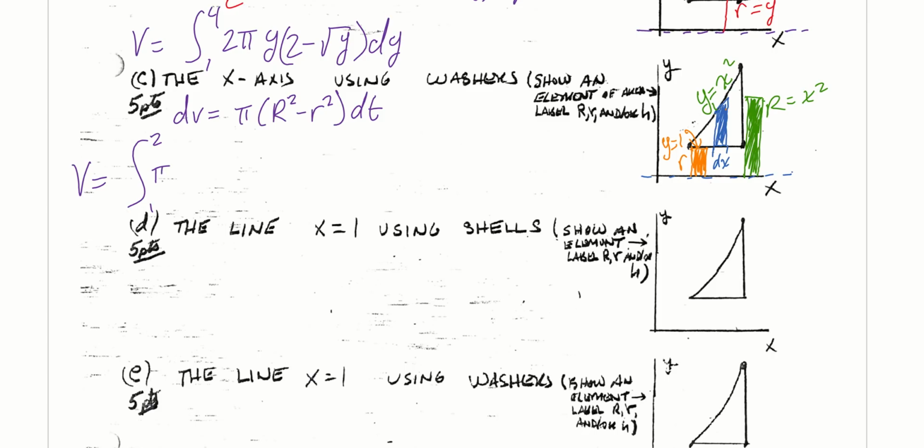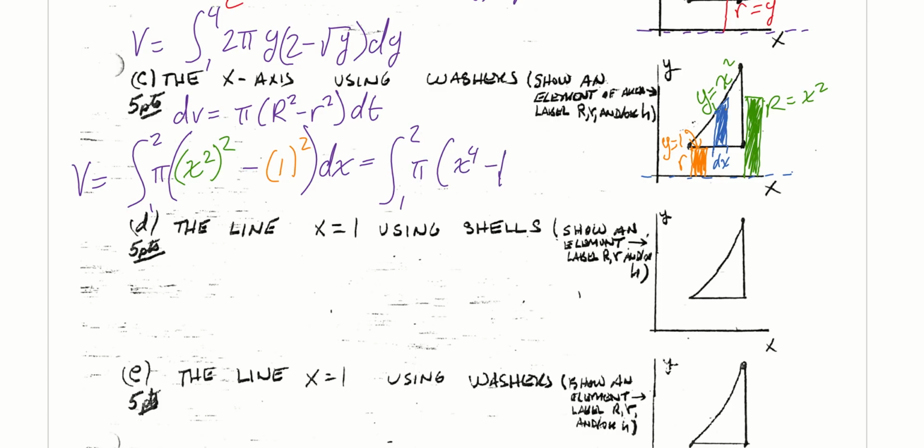And it's going to be pi times big R squared, which is going to be x squared squared, minus little r squared, which is just 1 squared, times our element thickness, which is dx. And you can leave this as the integral from 1 to 2 of pi times x to the 4th minus 1 dx.